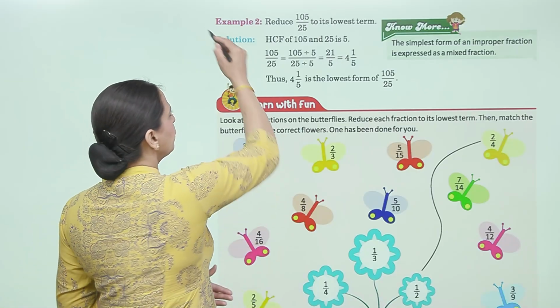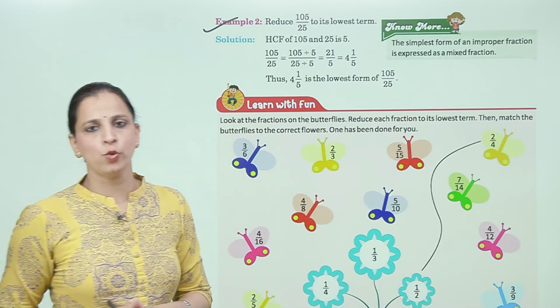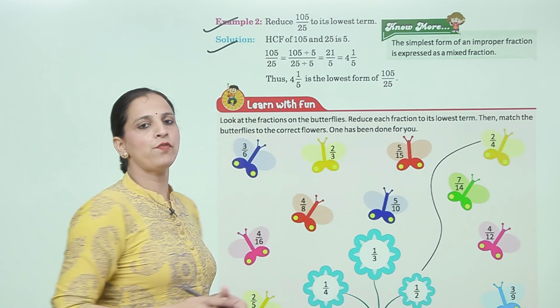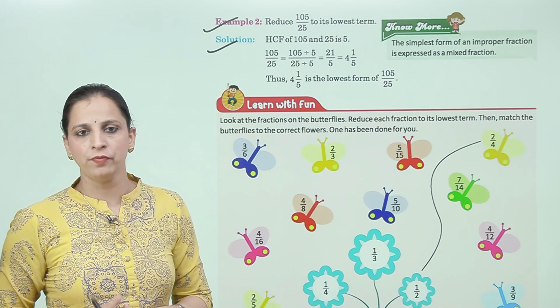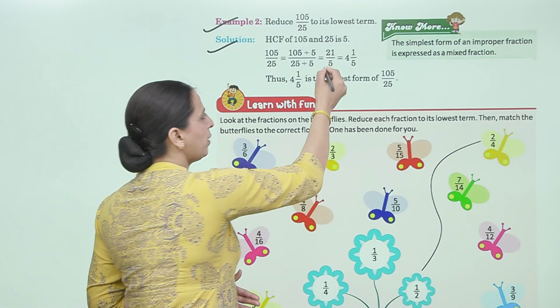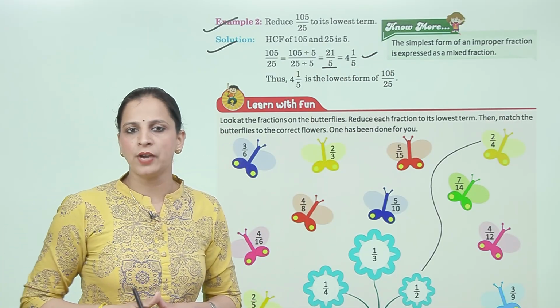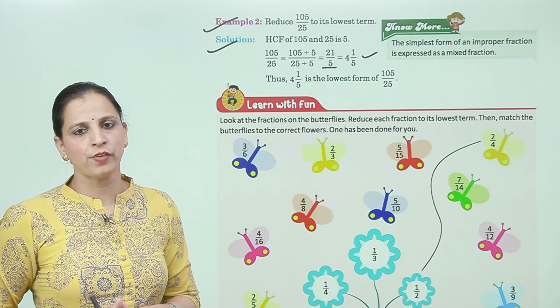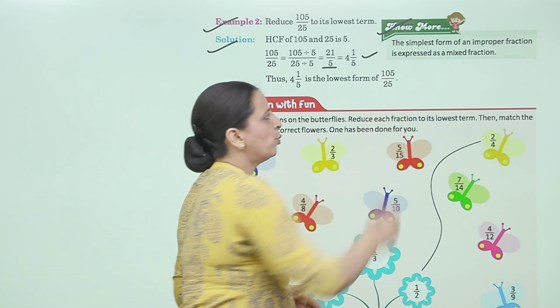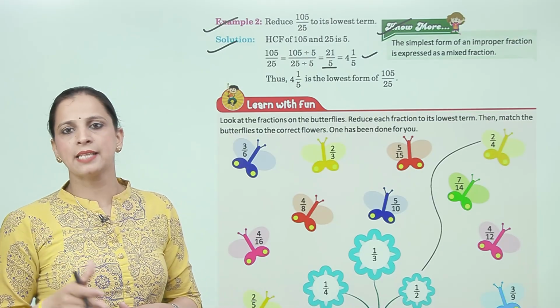Now example 2, reduce 105 upon 25 to its lowest term. Solution: HCF of 105 and 25 is 5. Now divide 105 by 25 by 5, we get 21 by 5. We convert it into a mixed fraction. Thus 4 1 by 5 is the lowest form of 105 by 25. Note that the simplest form of an improper fraction is expressed as a mixed fraction.